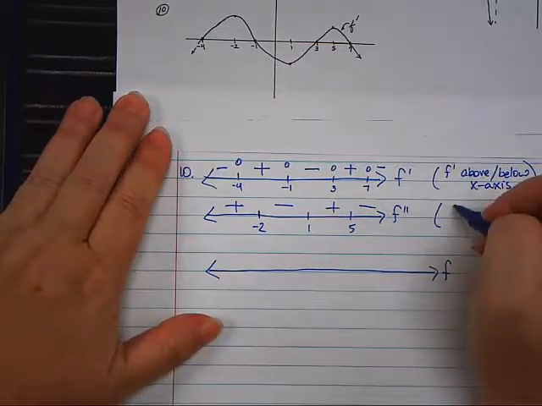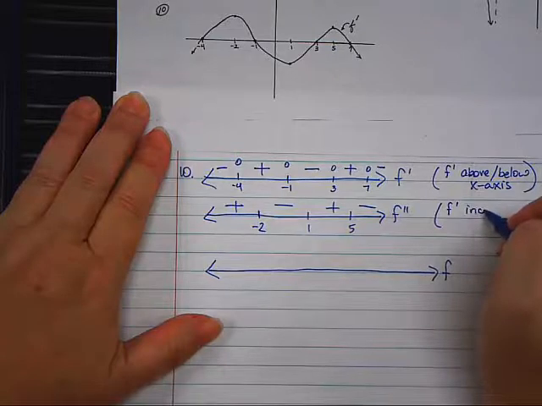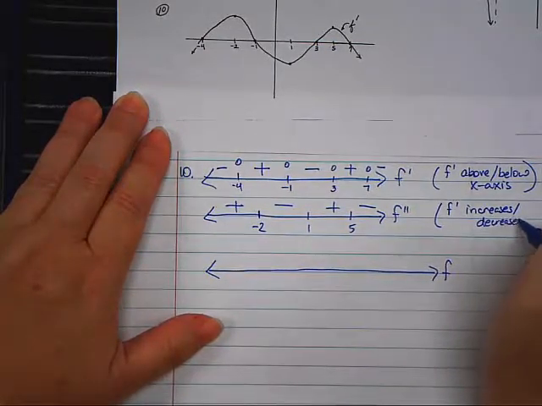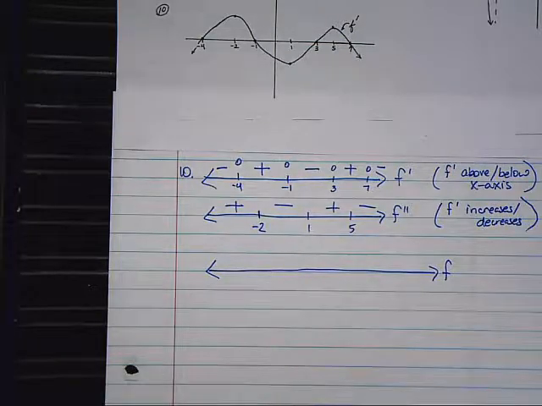So, out to the side, write f prime increases / decreases. Because when you go to do 11 and 12, you're going to forget how you got the pluses and minuses unless you write that down. You're going to have no clue where they came from. All right.